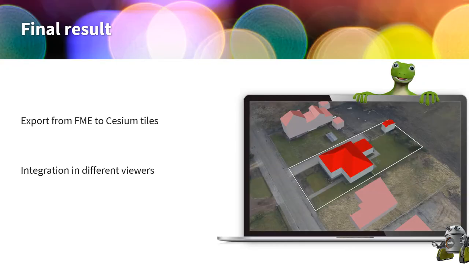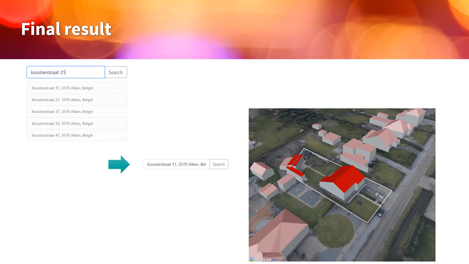At the very end of the processing, FME is used to create outputs in the CGIM tiles format. This format allows for easy integration into different viewers, as you can see here in the example. This viewer, for example, allows you to type in an address and will zoom to the building on that specific address. You see in the screenshot that the results of our processing look quite okay. But there are still several improvements possible. Some of them we are trying to tackle right now. Maintenance of this product is very important, as we want the product to be kept up to date, so we also cover the new buildings.